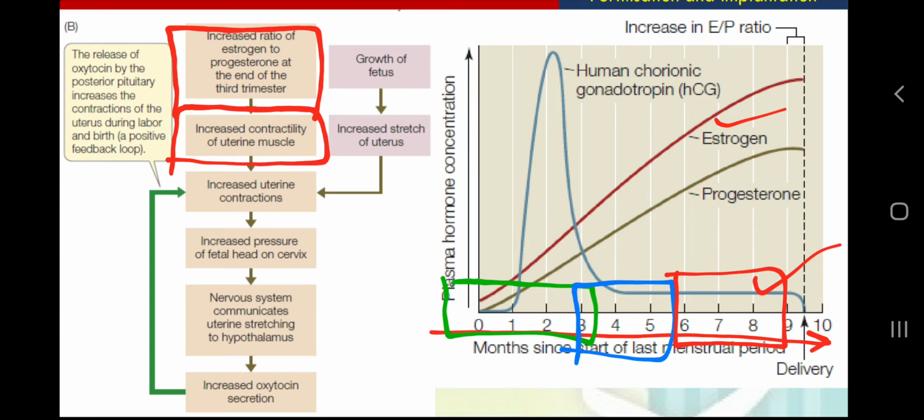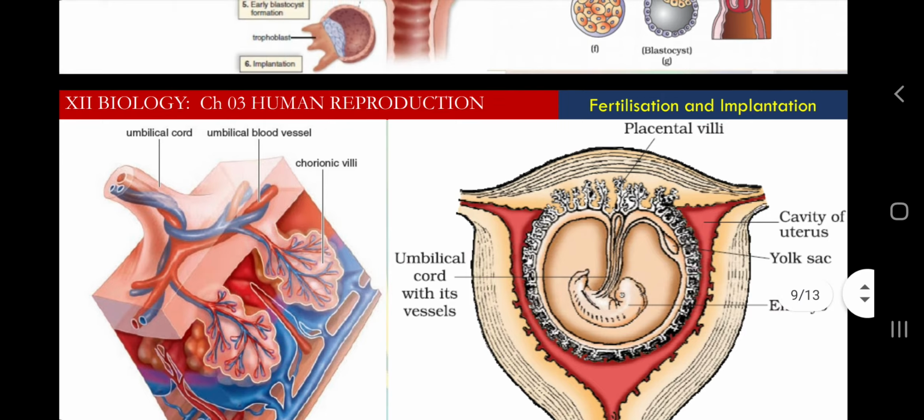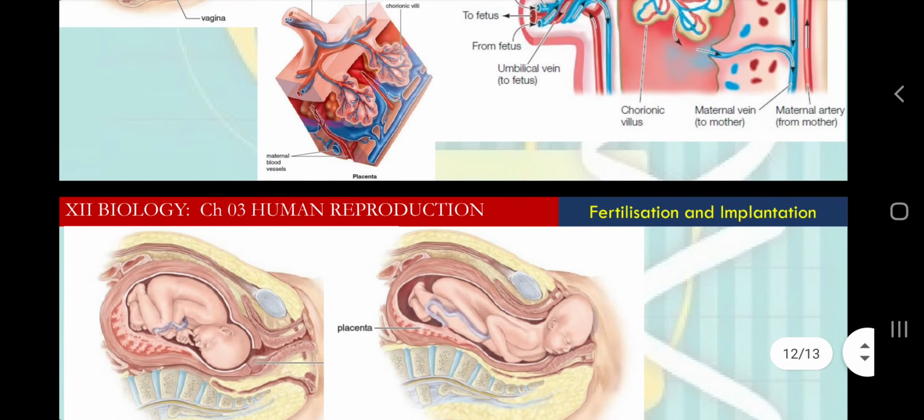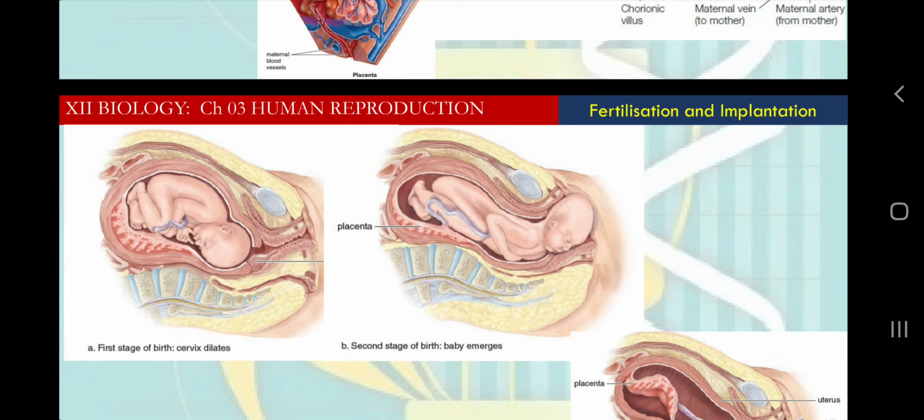Next thing, increased contractility of the uterine muscle. If there is childbirth, that is why I have shown you these images. For childbirth, what do we need? Some flexibility in the bones and some contractions in the uterus, and these contractions are a result of one hormone which is called oxytocin, in the mother's pituitary as well as in the baby's pituitary.